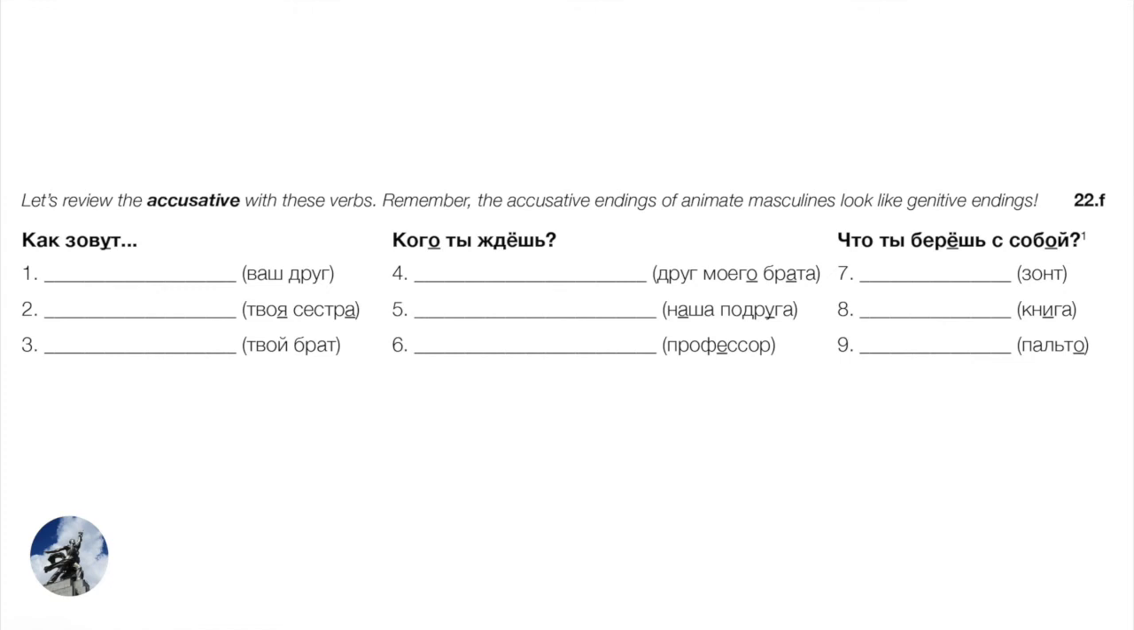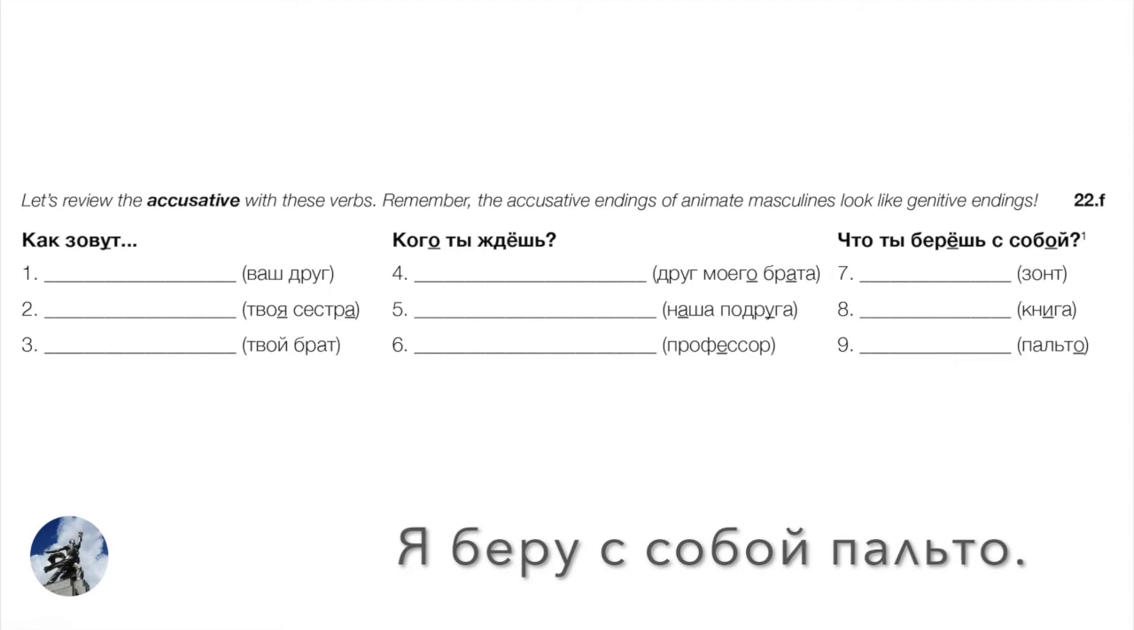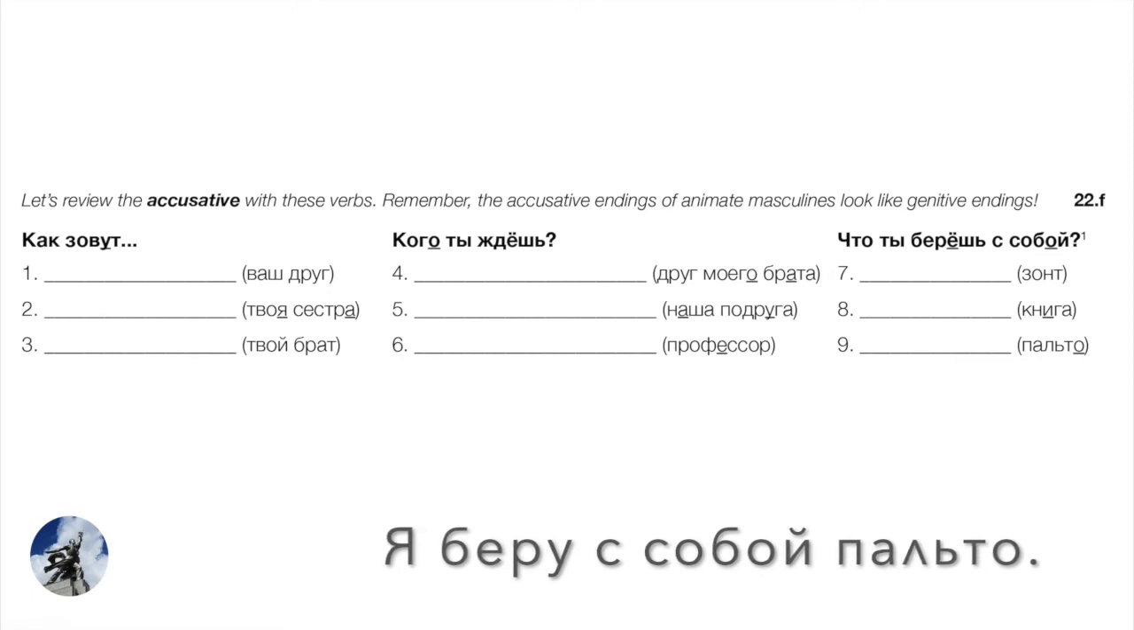Number 8, I'm taking a book. Я беру книгу. Я беру с собой книгу. Accusative. Okay, I'm taking along a jacket, a coat. Я беру с собой пальто. That's a neuter, so no change there.